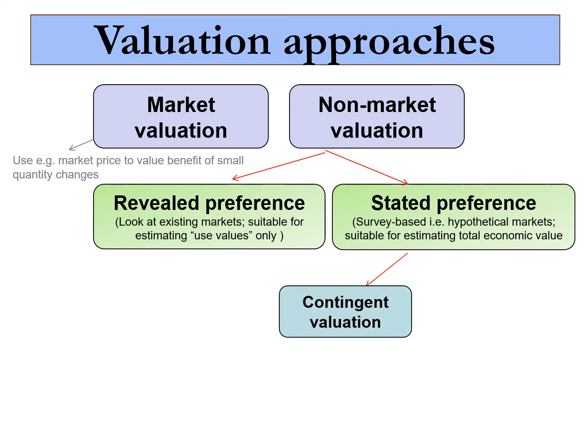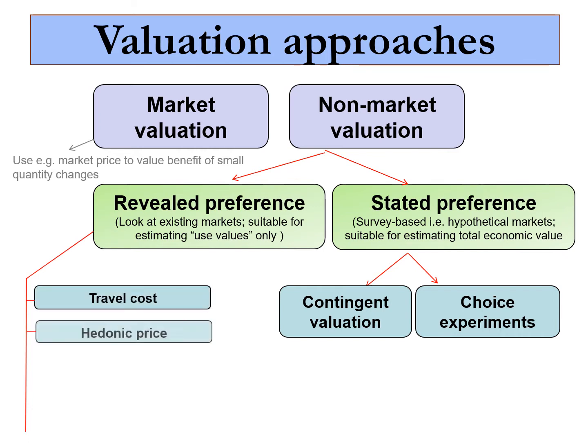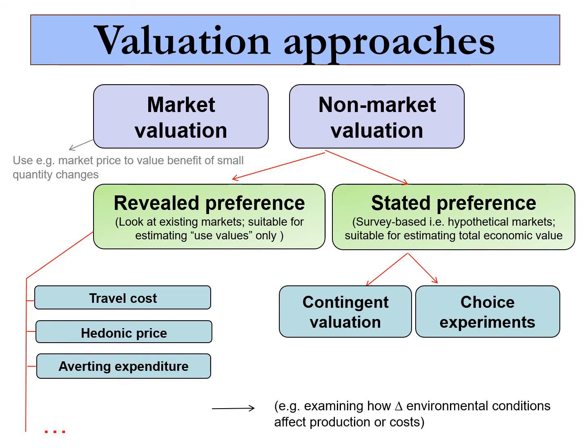Okay, so under stated preference, we have contingent valuation as well as choice experiments. While under revealed preference, we have a few things: travel cost, hedonic price, averting expenditure, and the last one is production function techniques. Production function techniques will not be covered in this chapter. It basically wants to examine how a change in environmental condition will affect our production costs. Okay, so these are the approaches in estimating the environmental value.